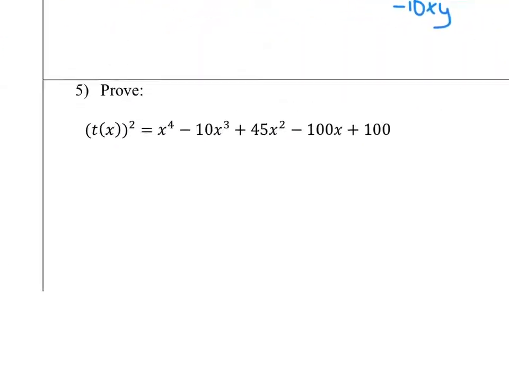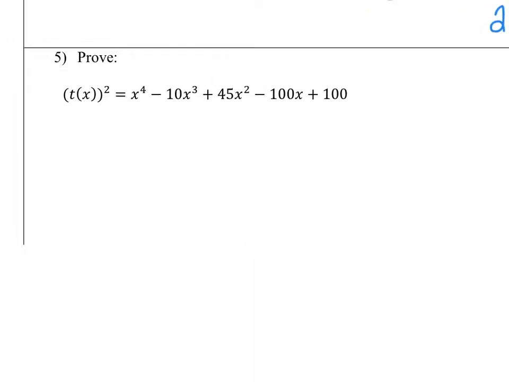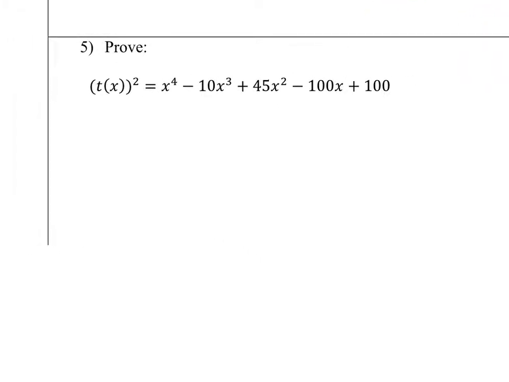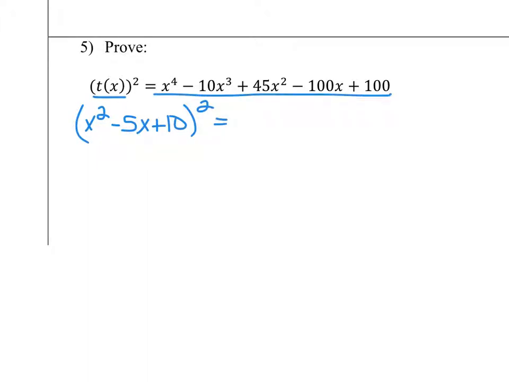All right, this one. Prove. In this class, all the time, we like to prove things. Prove one thing is another, or isn't. We're asking, is t of x squared equal to that? So t of x is x squared minus 5x plus 10. They're saying, is this squared equal to this mess right here? Now, normally I'd rewrite it, but it'll take me forever, so I will in a minute. Well, this is not a monomial. It does not follow our exponent rules.